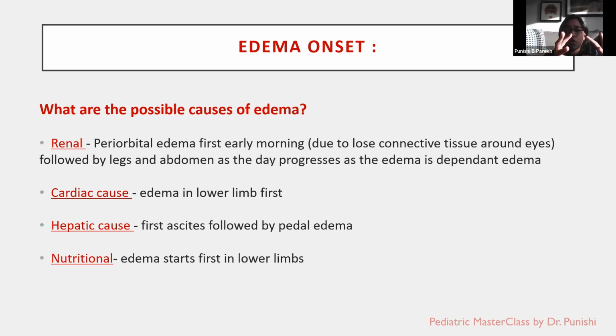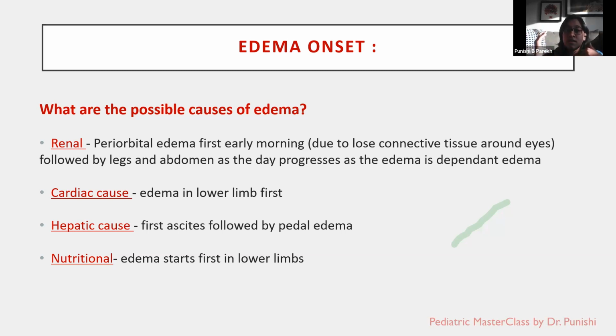Lastly, the fourth common cause of edema can be nutritional, like in kwashiorkor. Now, in nutritional cause of edema, again, the edema predominantly starts in the lower limbs first and also can involve the abdomen. But along with just edema, you will have skin changes, mental changes, and other symptoms associated with nutritional deficiencies.